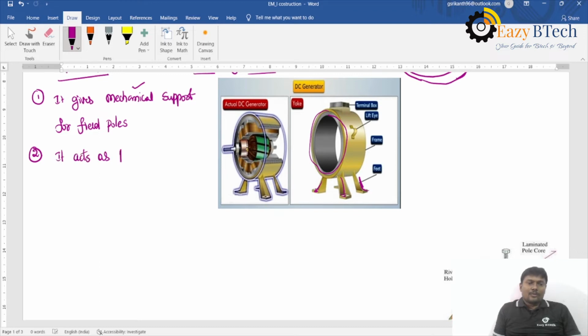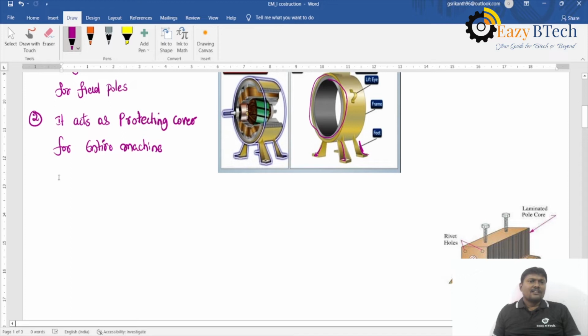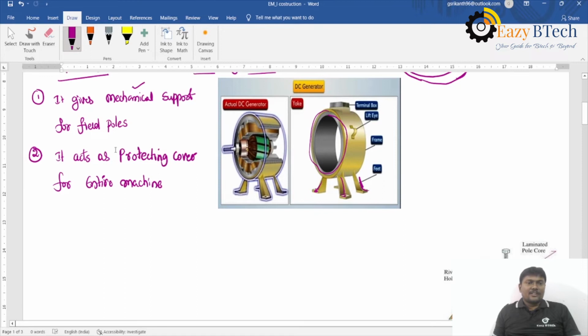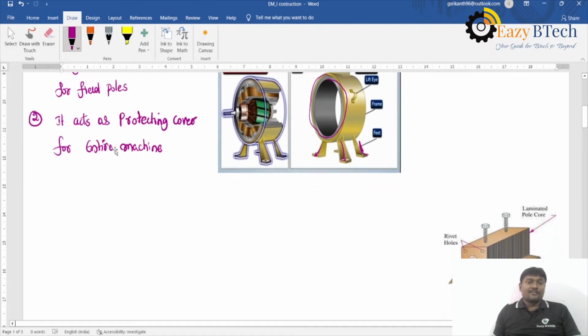Also, it acts as a protecting cover for the entire machine from dust and rain, so there is no contact with external things. So it acts as a protecting cover for the entire machine. The first function is that it gives mechanical support for field poles.